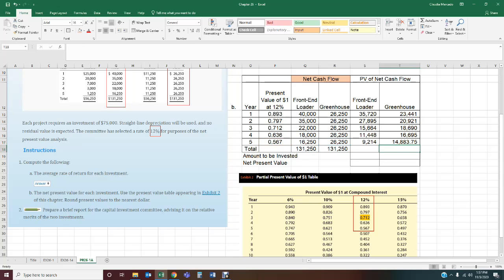Okay. So all I did was multiply the cash flow, either the front loader or the greenhouse, times your present value rate provided here. Okay. And then once we do that, we can get a total for each column.